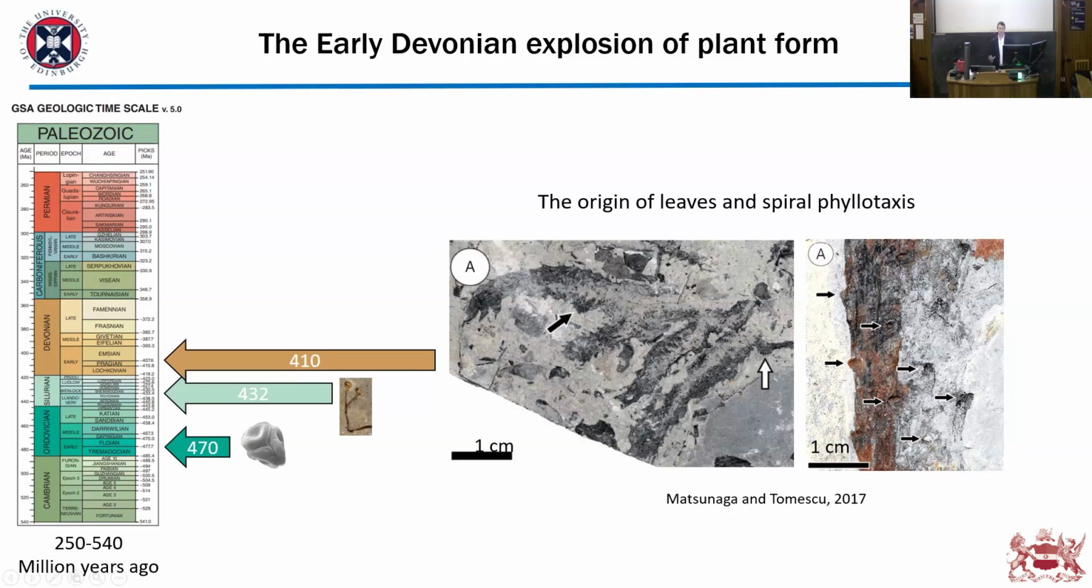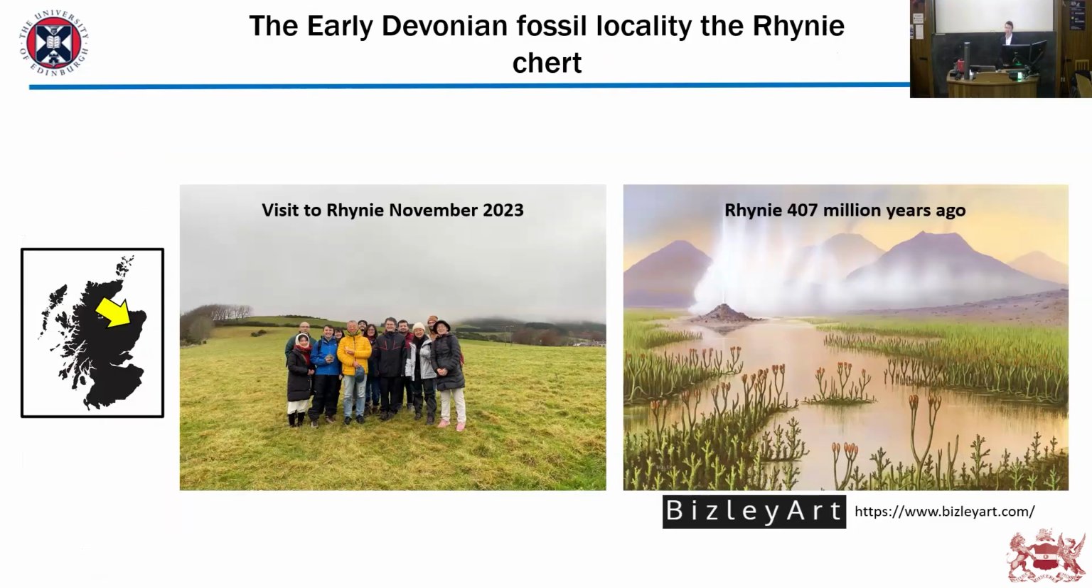So we have spirals at this point in time, but the big question remains: are these Fibonacci spirals, or are these a different type of spiral pattern? And we're actually very lucky here in Scotland to have the fossil site where it's possible to investigate this in more detail. And that fossil site is known as the Rhynie Chert.